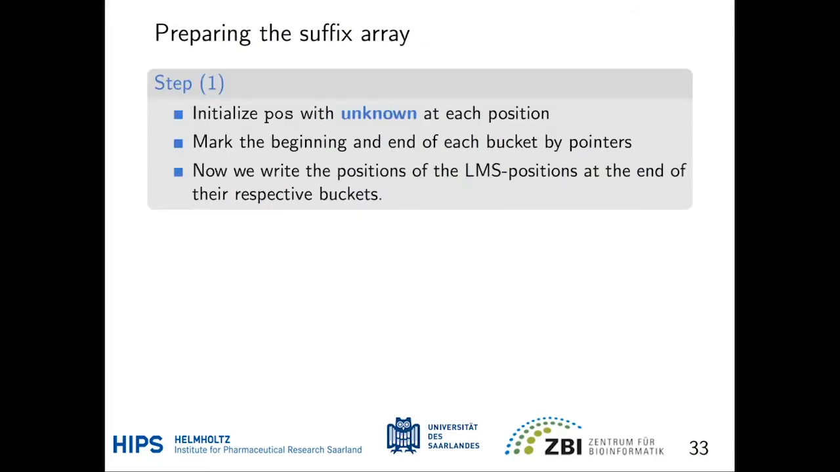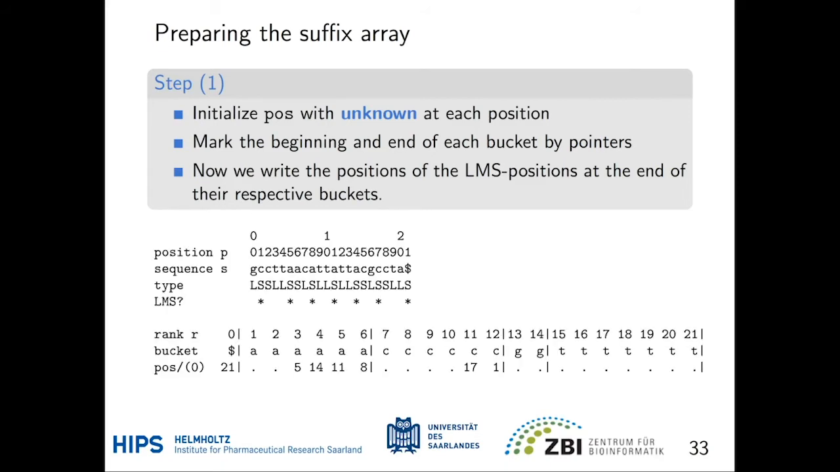So how do we proceed with the algorithm? First, we initialize the suffix array pos with unknown at each position. And then we mark the beginning and end of each bucket. Then we write all the sorted LMS positions to their respective buckets. The sorting of LMS positions is done in phase 1, so now we take for granted that LMS positions are correctly sorted.